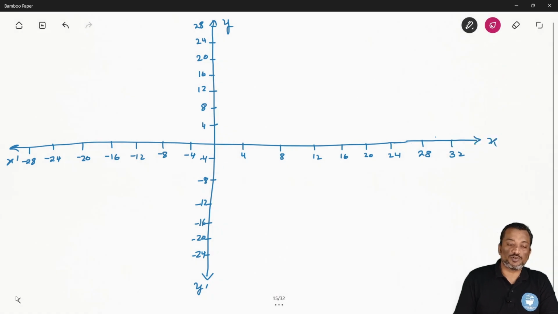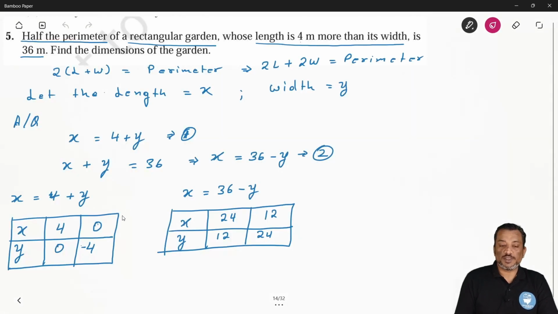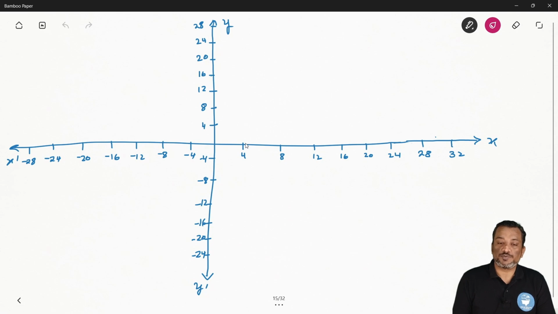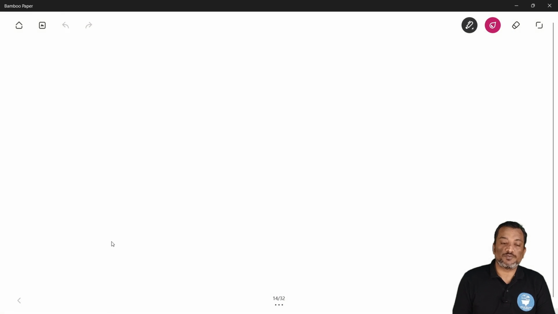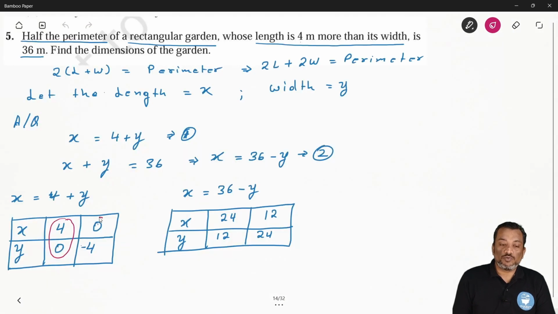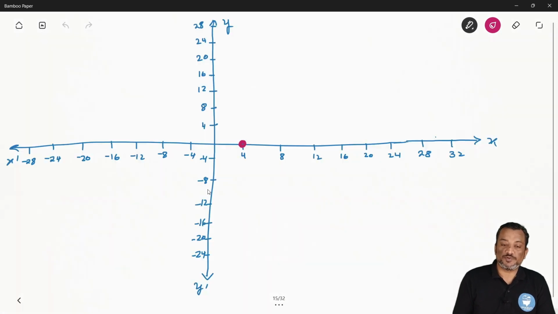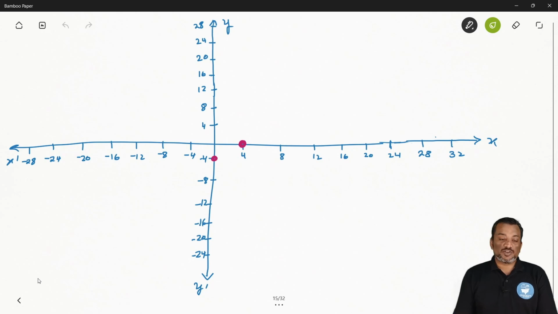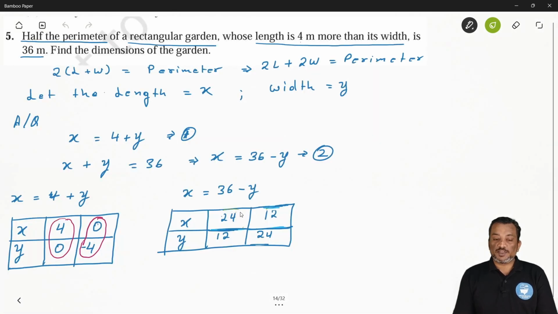Now we will draw the graph one by one. First solution set: 0, 4, which means x is equal to 0, y is equal to 4. So this is a solution set. Now the second solution set: 0, minus 4. So x is 0, y is equal to minus 4. Now you can draw the second one. We will take the second equation's solution set: x is 24, y is 12.